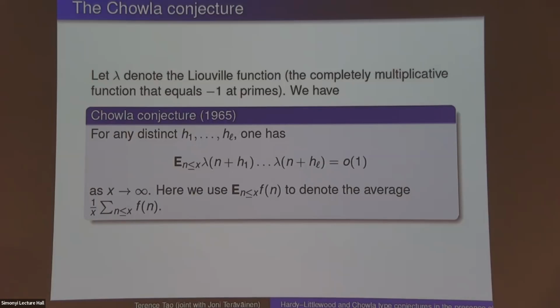Okay, so asymptotically, the Liouville function should look like a random sequence of plus or minus ones. And the precise statement is that you take any distinct integer shifts h1 to hl, and you look at this correlation. You take lambda of n plus h1, multiply all of them up to lambda of n plus hl, and you average. Okay, so this notation is the notation I like to use for averaging over all the numbers from 1 to x. This average is bounded by 1 by the triangle inequality, but it should actually go to 0 as x goes to infinity. Okay, so for the ergodic theorists in the audience, this means that the limit system of the Liouville function is the Bernoulli system. All right, so this is the Chowla conjecture.